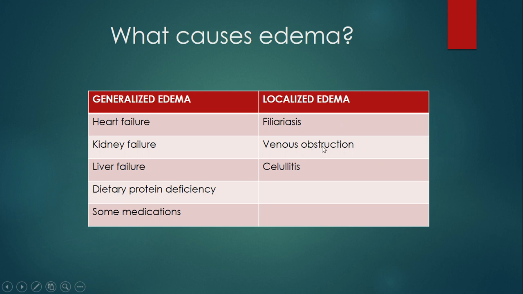Venous obstruction is another cause of localized edema, when the veins are obstructed due to thrombosis. Cellulitis, a skin infection, is also responsible for producing localized edema.